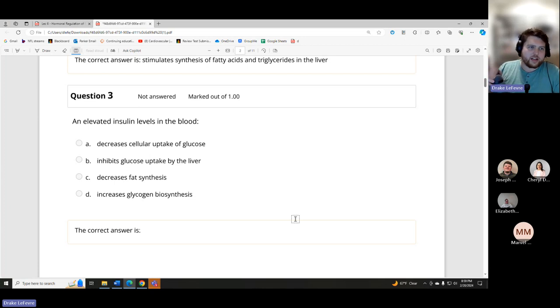Okay. This question. So an elevated insulin levels in the blood does which of the following will occur? Increase glycogen biosynthesis. Correct. And let's say we get a bunch of glycogen stored in the muscles of the body. Are we able to take that glycogen out of the muscles in order to share it with the rest of the blood? No. Once it is in the muscle tissue, it is in the muscle tissue forever until the day that we use it or the day that we die.